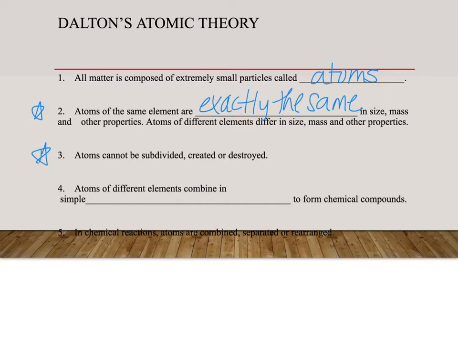And then the 4th postulate says atoms of different elements combine in simple whole number ratios to form chemical compounds. And then the last one says, in chemical reactions, atoms are combined, separated, or rearranged. Now, the reason I had you star number 2 and 3 is because now that we know more, those two components of his atomic theory have been modified. And let's talk about that when we go to the next slide.